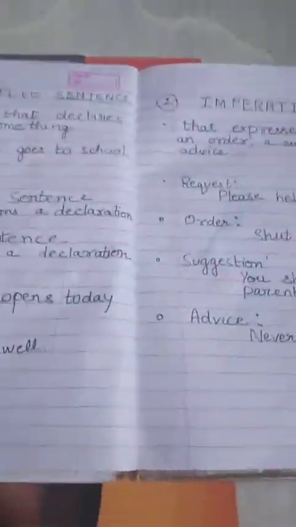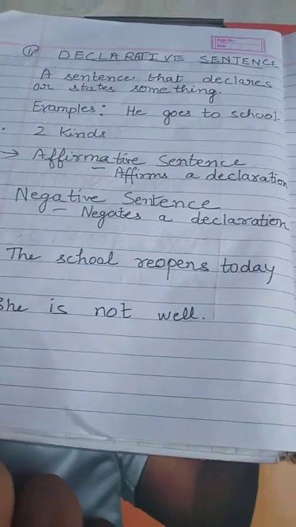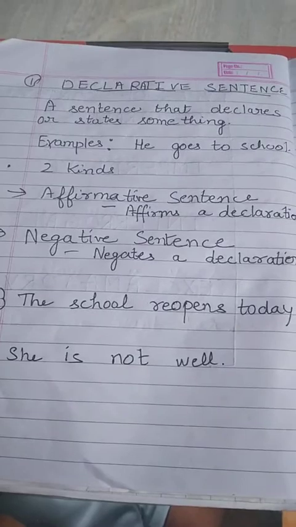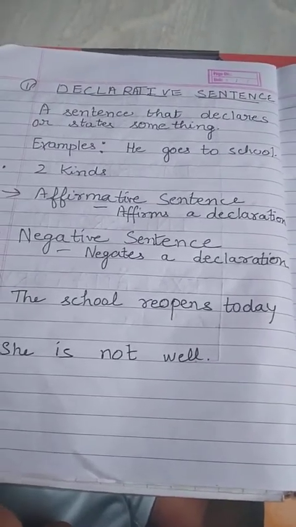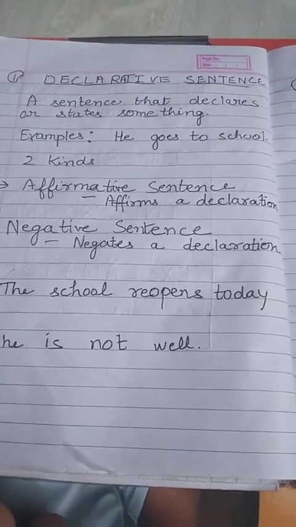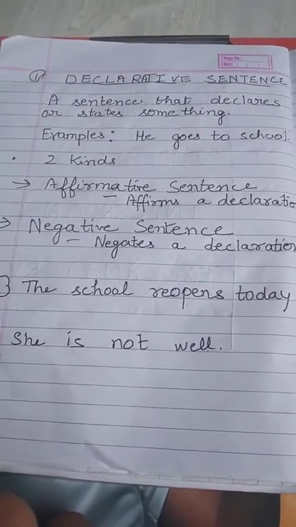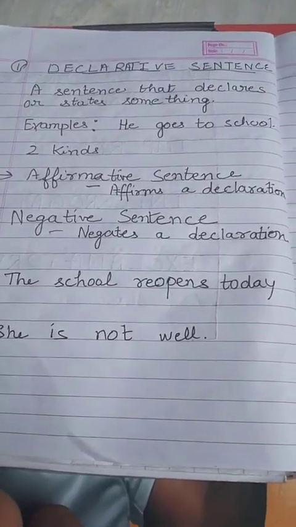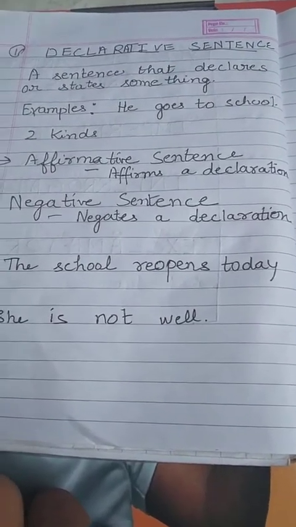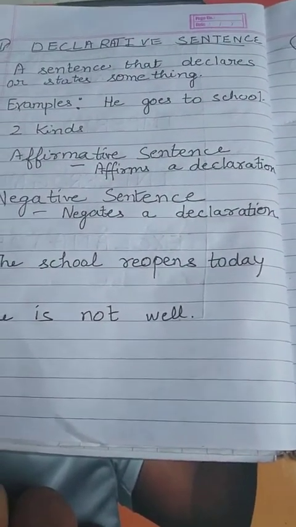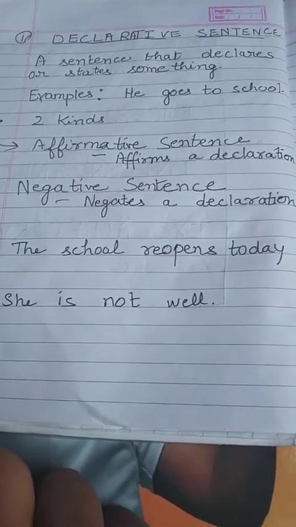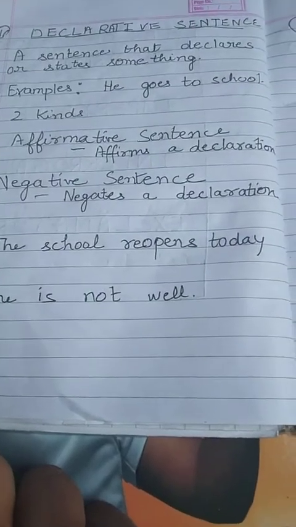A declarative sentence is one that declares or states something. For example, he goes to school. There are 2 kinds of declarative sentence. First is affirmative sentence, second is negative sentence. An affirmative sentence is one that affirms a declaration or a proposition, meaning a statement. A negative sentence is one that negates a declaration.